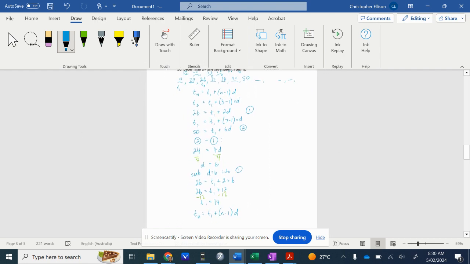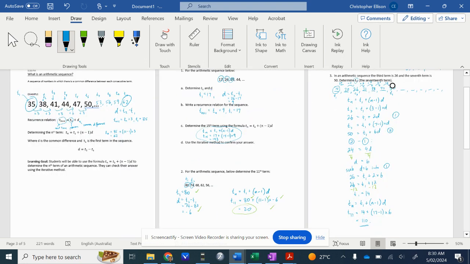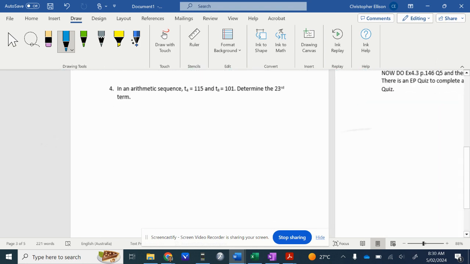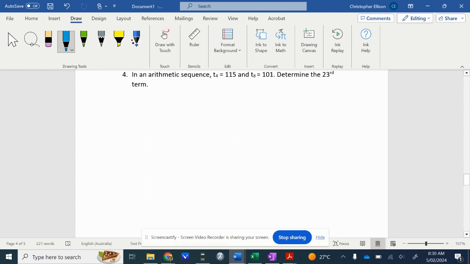So copy out that example for me, please, into your books. That's it there over here. And then I've got another one for you to do, which is just below. There it is. Use the same method. I'm going to record a second video, and you can check your answer with that one before having a go at question 5.